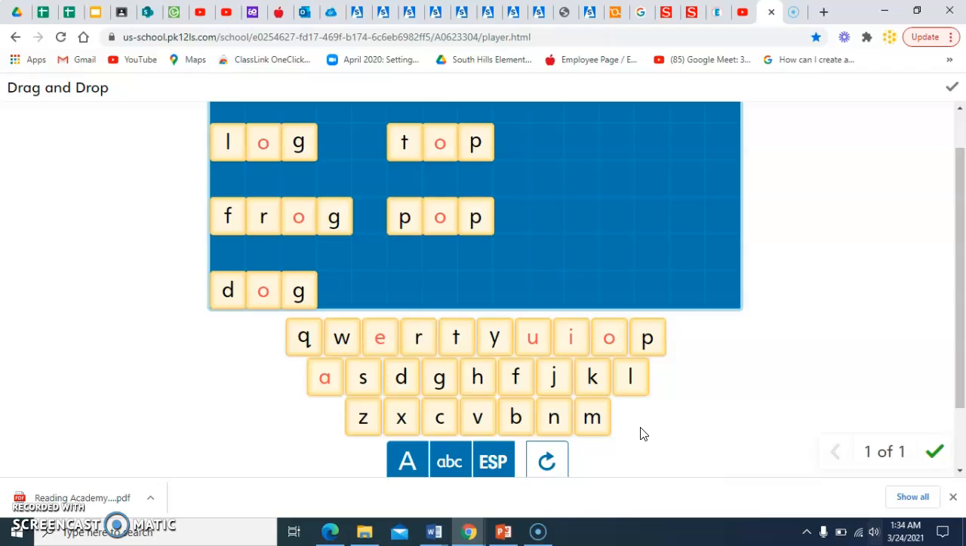Next one, let's do drop. Drr. And this is the D and the R together make the drr. And then op. Ah. And then letter P.